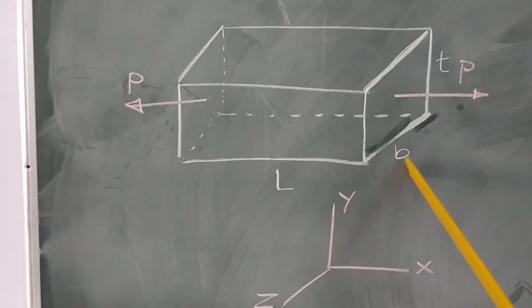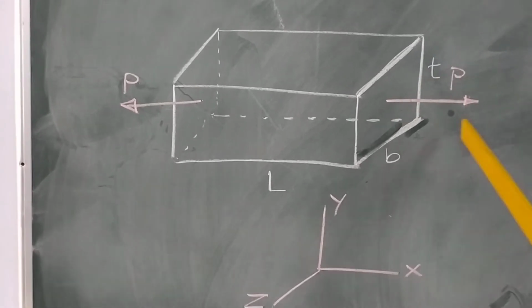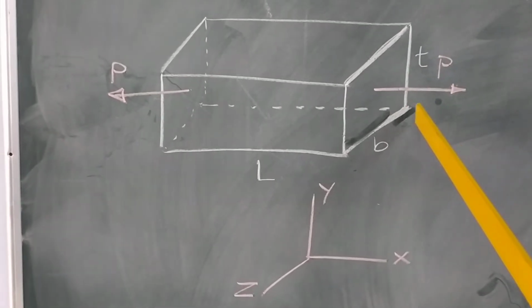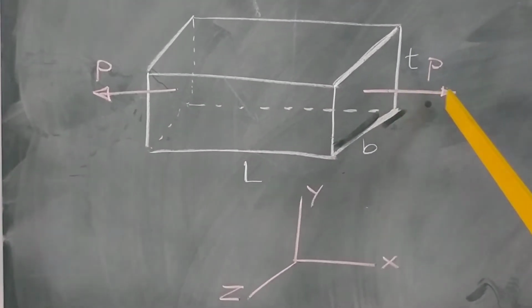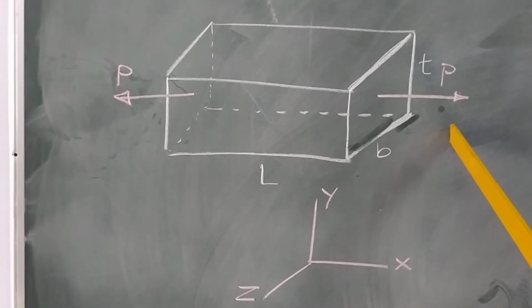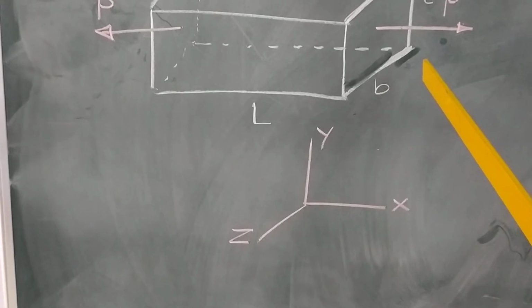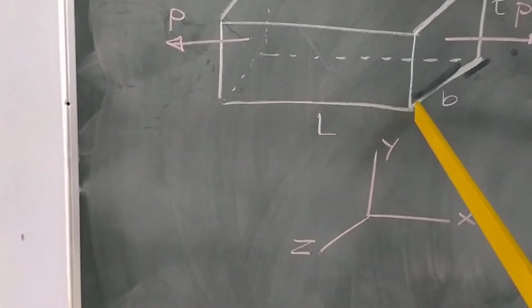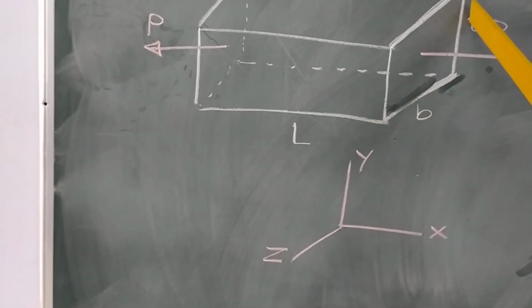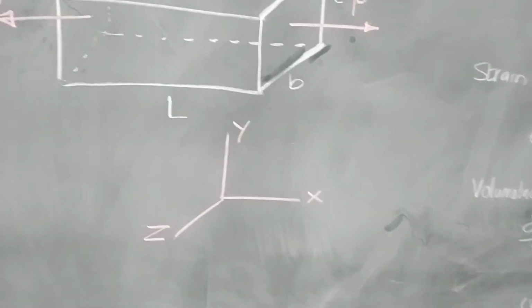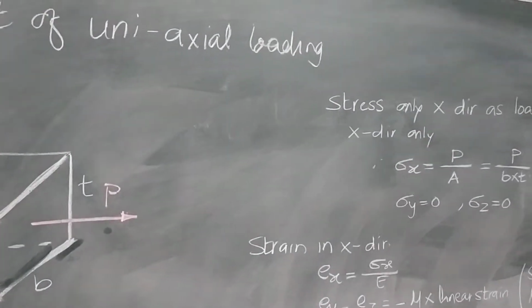While length will increase, these two parameters B and T are going to contract, that means they are going to reduce. So, when strain in x axis is positive, that means strain in y and z axis will be negative. Little consideration will show that when this length will increase, breadth and thickness will obviously reduce. So, let us now discuss this mathematically.